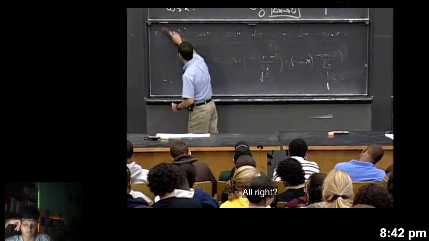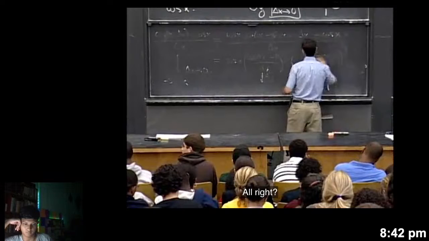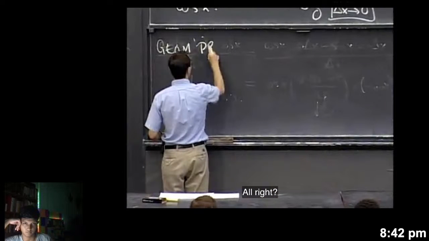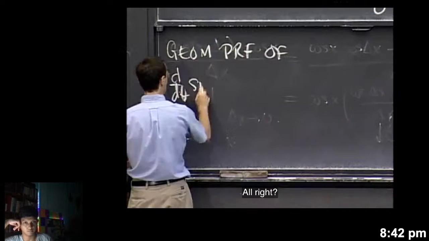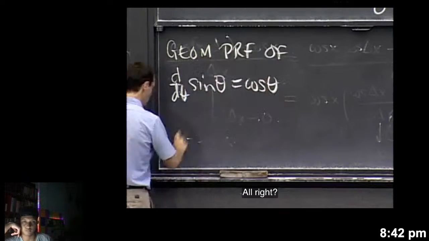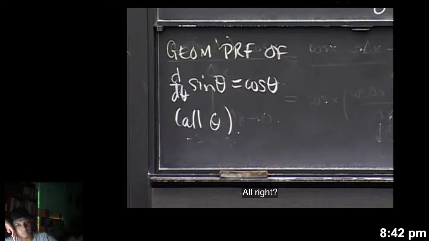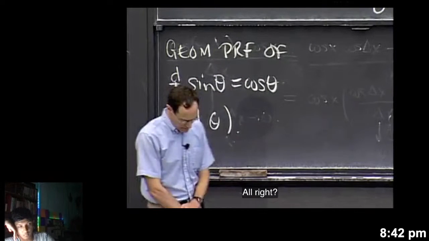So here we go. This is a geometric proof of this fact. This is for all theta. Right? So far we only did it for theta equals 0. And now we're going to do it for all theta. This is a different proof, but it uses exactly the same principles. All right? So I want to do this by drawing another picture.